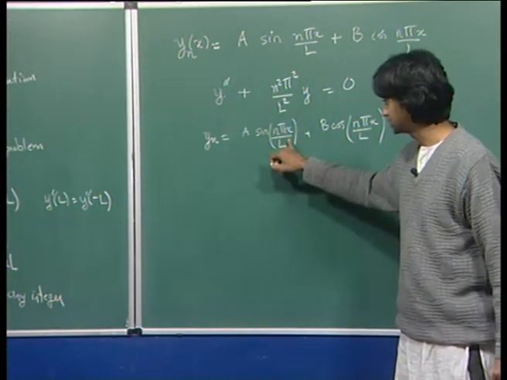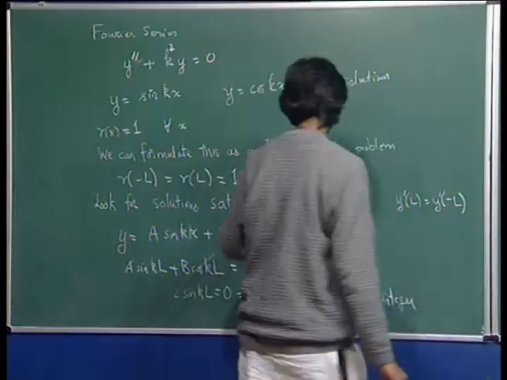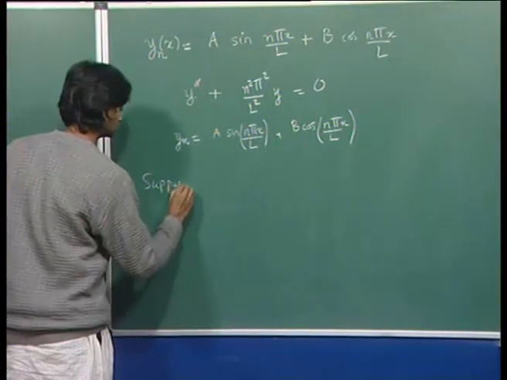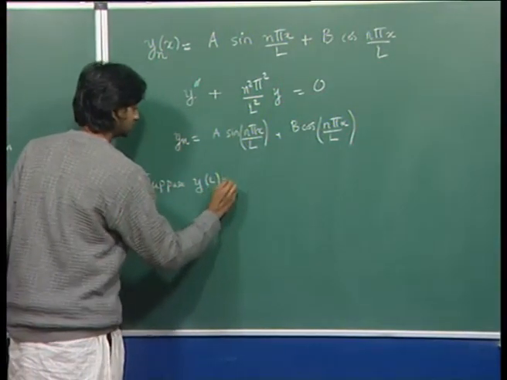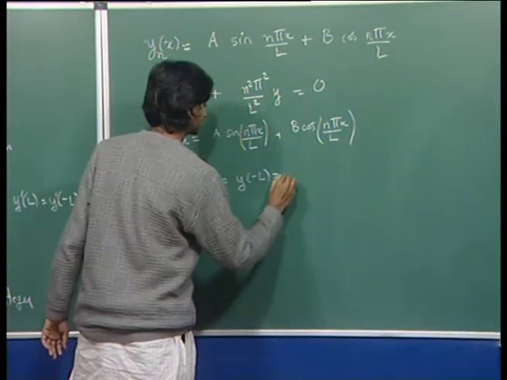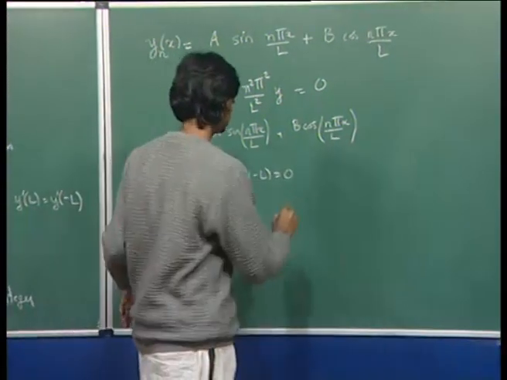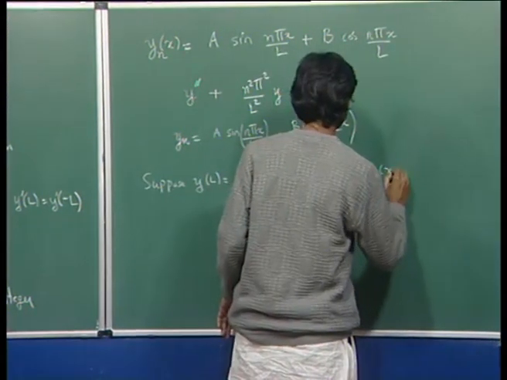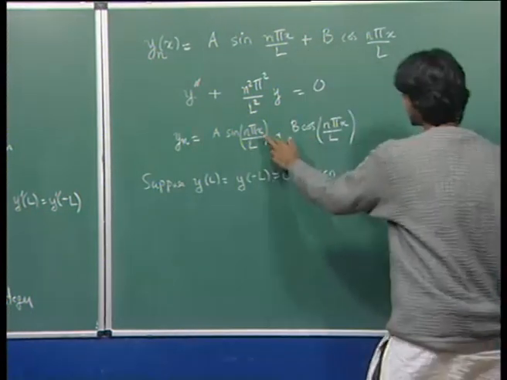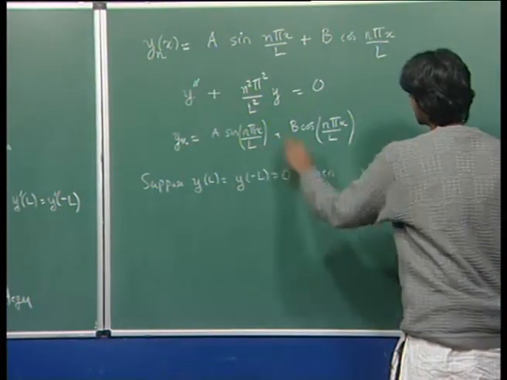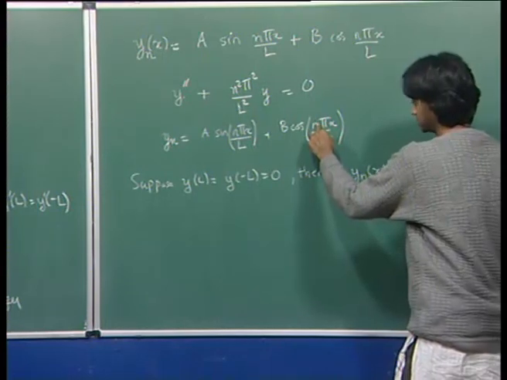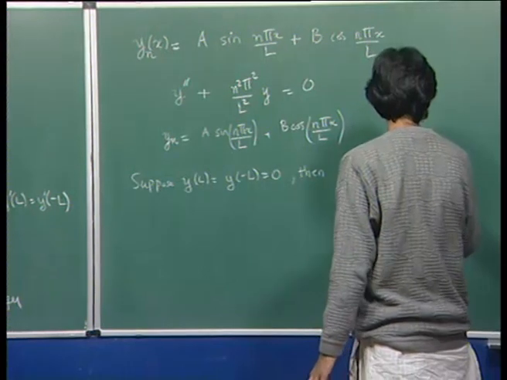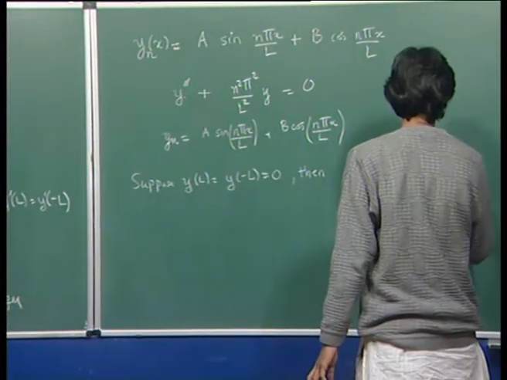So suppose you want that your wave function is 0, suppose y of L equal to y of minus L equal to 0, then y n of x. Okay. So when you put x equal to L, this term will give me 0, this term will not give me 0 in general. So then it is best to choose y n of x as sin n pi x by L.